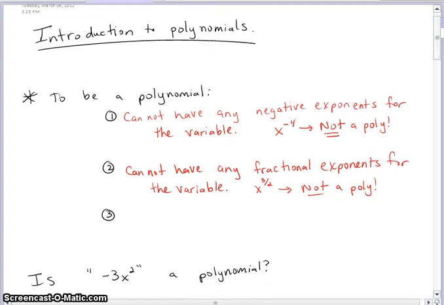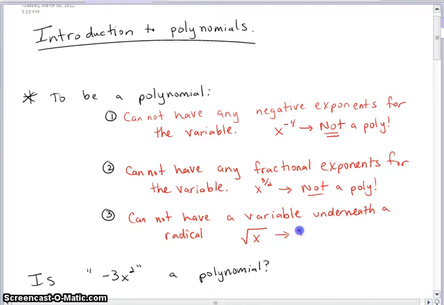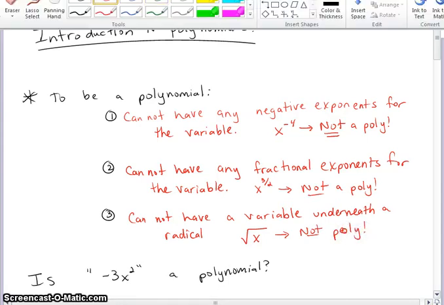Lastly, we can't have a variable underneath a radical. So for example, it can't be the square root of x. That will not be a polynomial. Not polynomial. Okay?